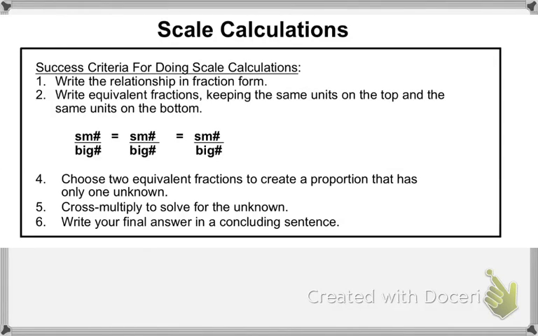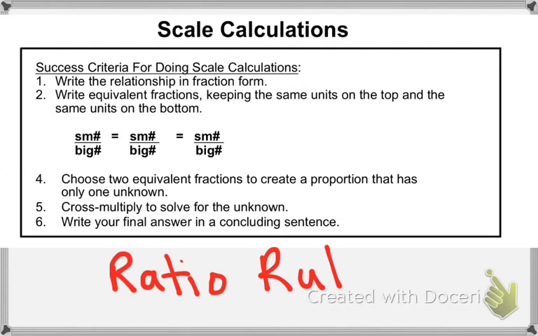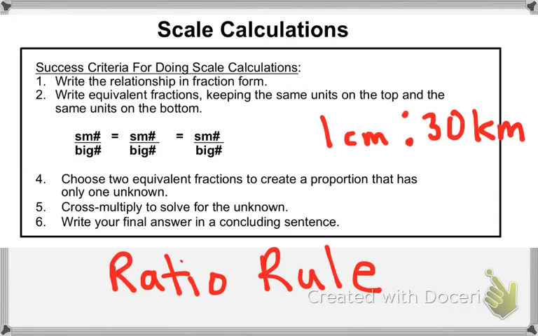When doing a scale calculation, the place to start is once you find your ratio rule. Any type of scale drawing will tell you a ratio rule, such as every 1 centimeter on the map is equal to 30 kilometers in real life. That's an example of a ratio rule.